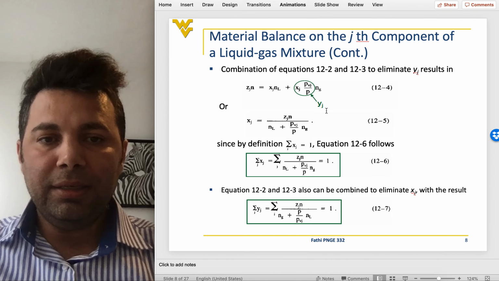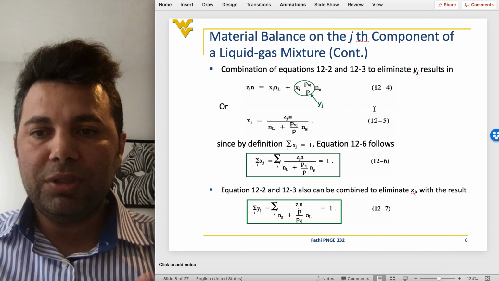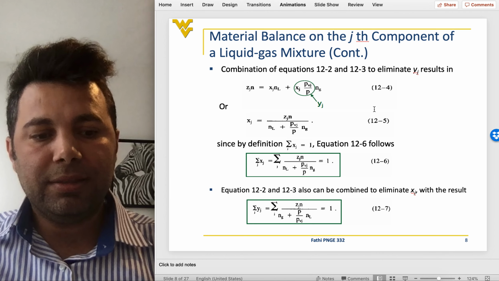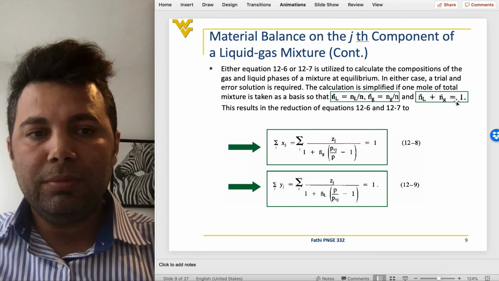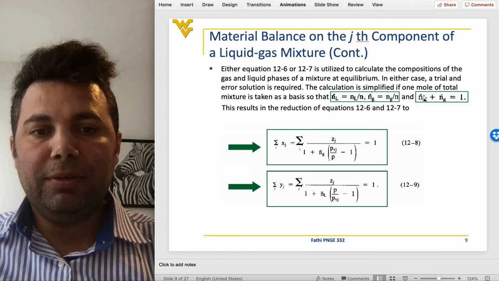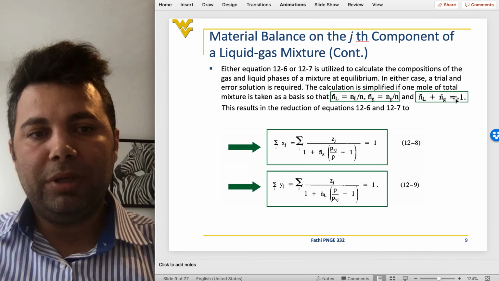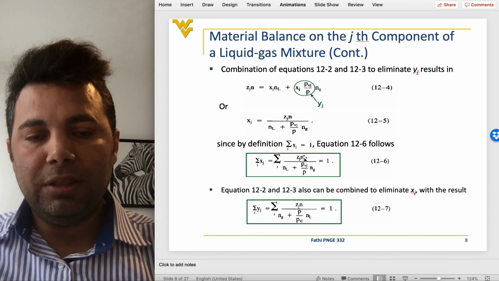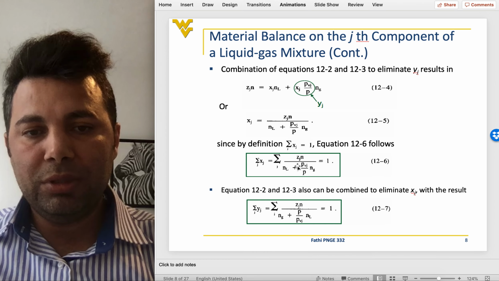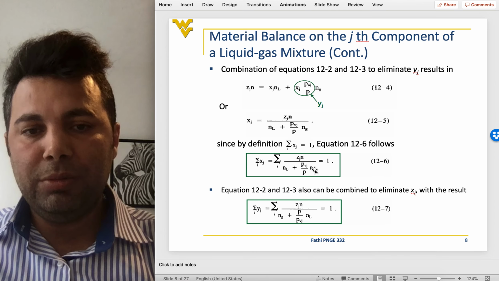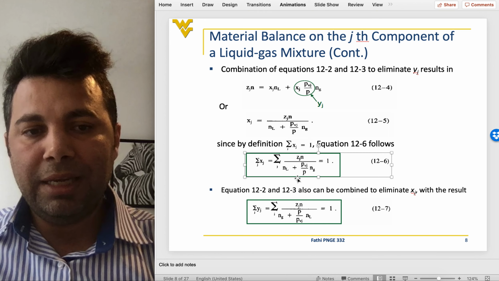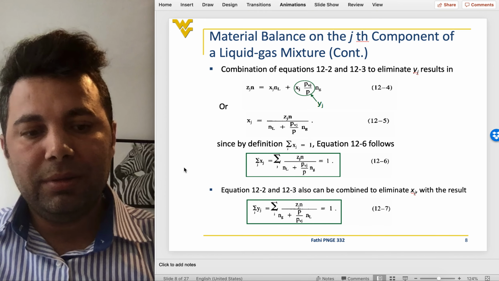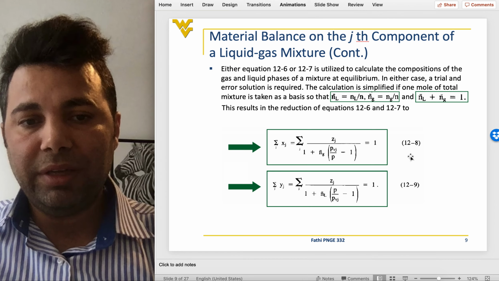I know N is equal to Ng plus NL. The total number of moles is the number of moles in the liquid plus the number of moles in the gas. I can normalize that equation, so NL bar plus Ng bar is equal to 1. Therefore NL bar is 1 minus Ng bar, or Ng bar is equal to 1 minus NL bar. In this equation, if I divide the numerator and denominator by N, NL becomes NL bar, and Ng becomes Ng bar. Now instead of Ng bar, I'm going to put 1 minus NL bar, and factor the NL bar out. If I do that, I will end up with equation 12.18.